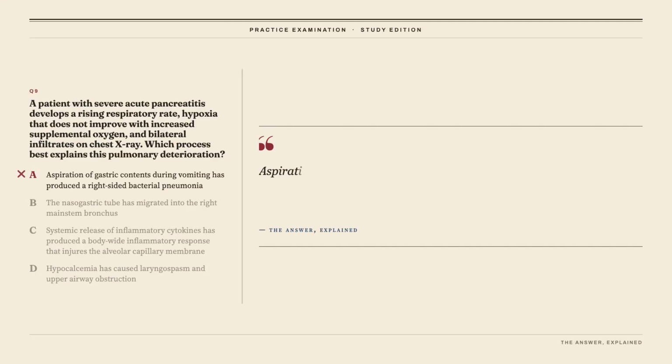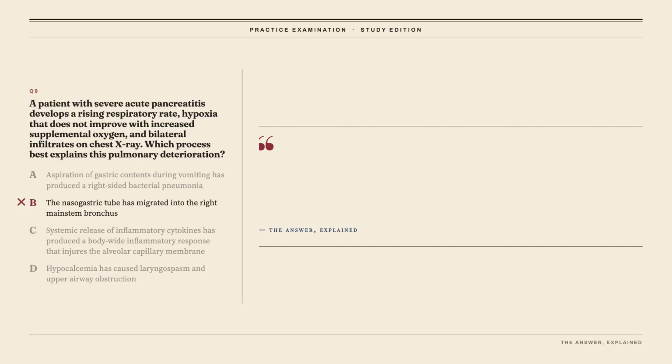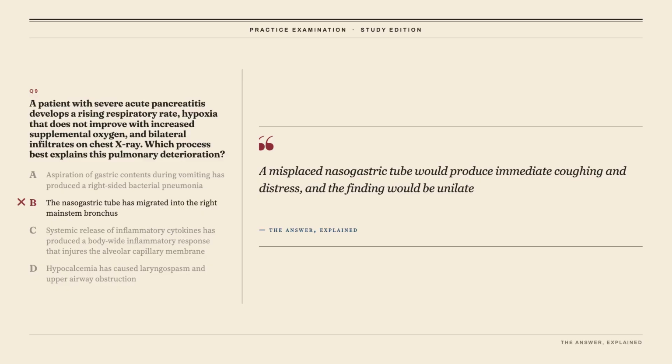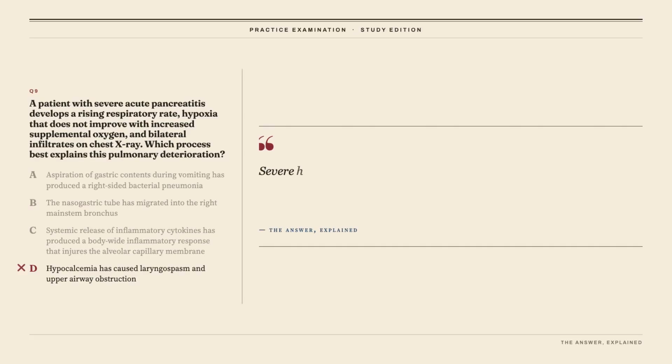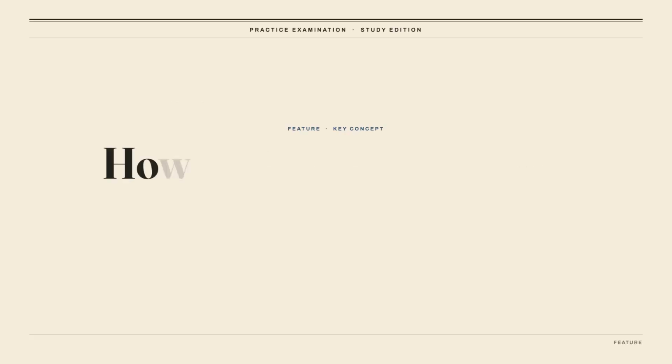A is wrong because aspiration pneumonia usually produces a focal, often right-sided infiltrate rather than diffuse bilateral opacities. It also tends to respond at least partially to supplemental oxygen. B is wrong because a misplaced nasogastric tube would produce immediate coughing and distress, and the finding would be unilateral. It does not cause diffuse bilateral infiltrates. D is wrong because severe hypocalcemia can cause laryngospasm, which is an upper airway emergency with stridor. It does not produce bilateral pulmonary infiltrates on chest imaging.